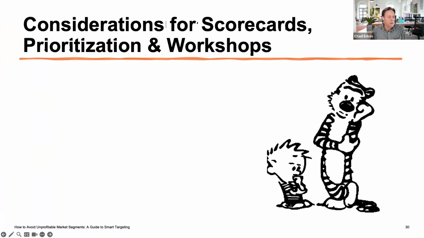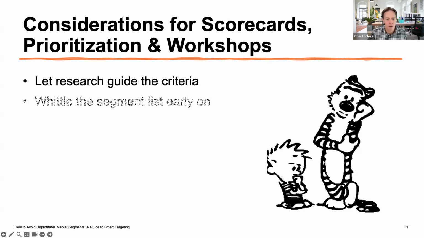So just a few more considerations for these scorecards and workshops, and then we'll wrap up. Again, it's important, like I said, to let research guide the criteria you're putting in the scorecard. I think that's pretty consistent with what I'm saying here. Research should be done to help identify the segments and to drive these criteria. Also, I think it's helpful to whittle the list of segments you're evaluating to a smaller list as soon as you can in your process. Keep whittling. This allows you to focus your research, and score only the segments that are most likely to matter. So I again think making it as simple and narrow as possible can be a good thing.